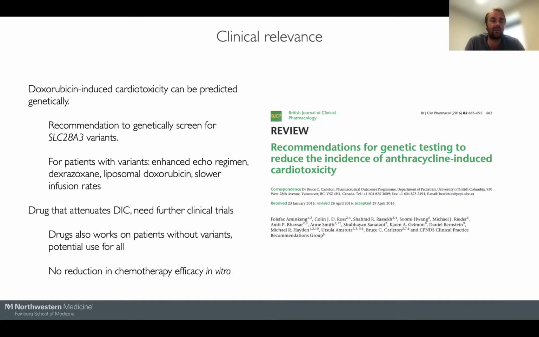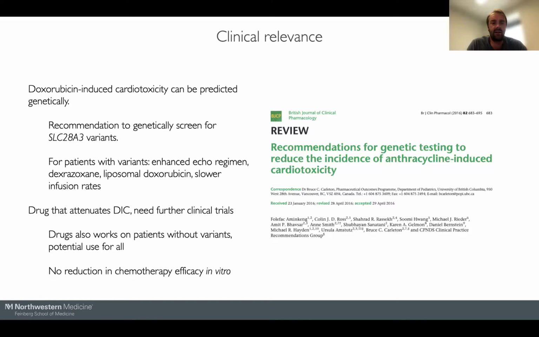So the short answer is, we now think that doxorubicin cardiotoxicity can be predicted genetically. As you see, it's polygenic. There are a lot of variants associated with it. And I think many of these variants we've discovered in the past are going to lead us to potential drug mechanisms. So our recommendation is that patients should be screened for variants in SLC28A3, especially this RS111 that we are interested in.